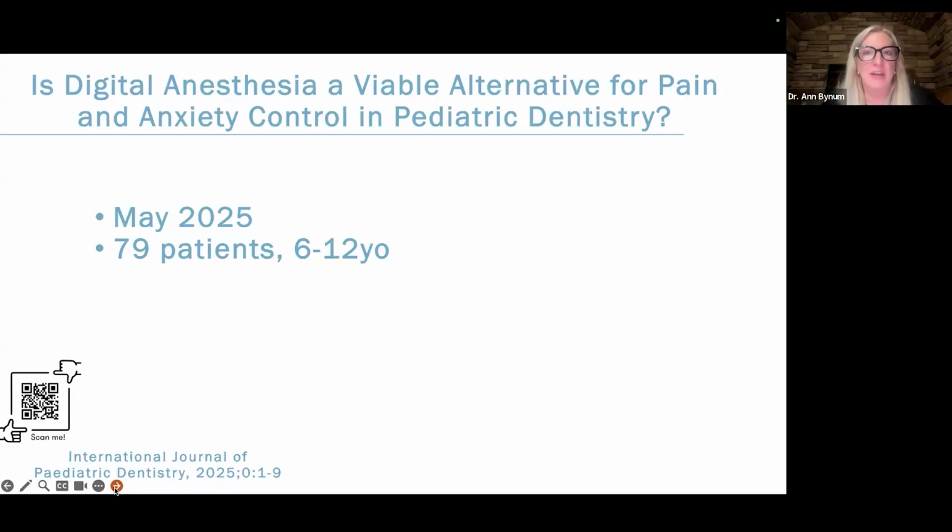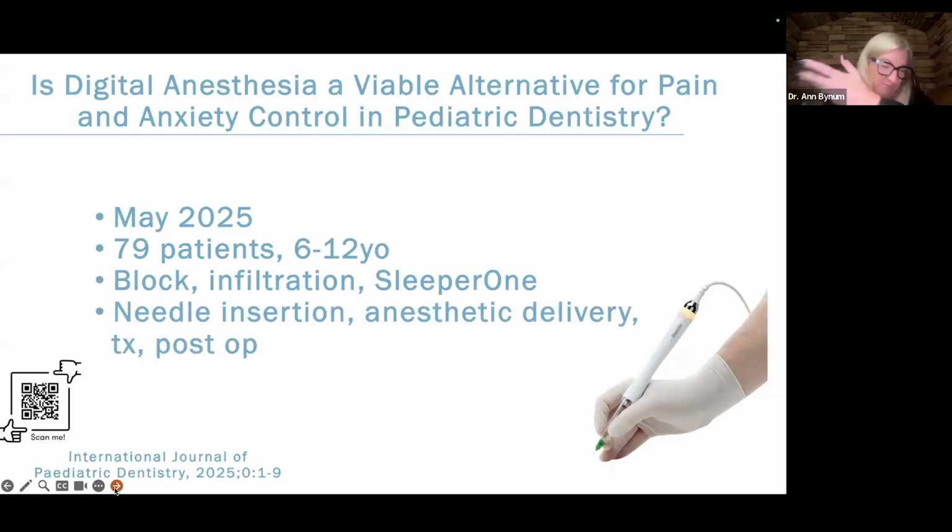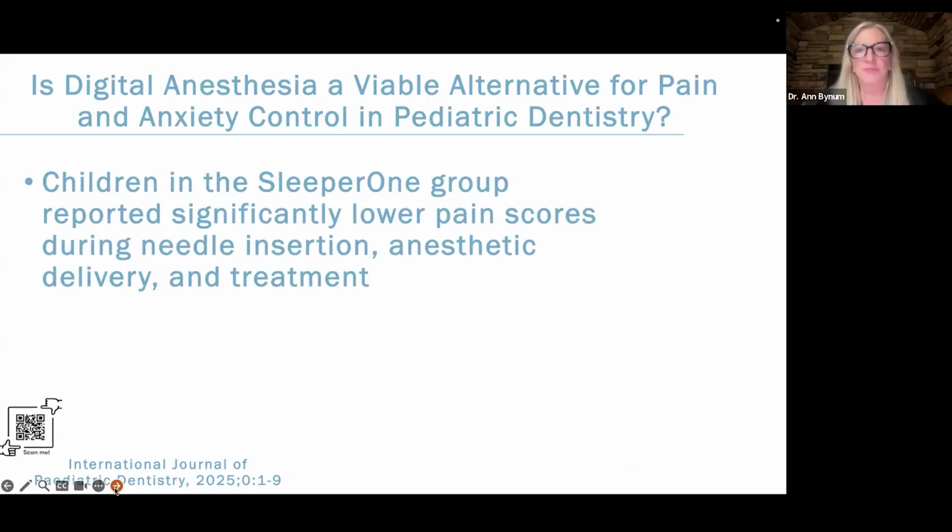So they did a study, 79 patients, age 6 to 12, and they tested a block and an infiltration, and they used the SleeperOne as the third thing. They took pain scores on needle insertion, anesthetic delivery, treatment, and post-op. So 4 different times they were using standard guideline testing parameters to test discomfort and pain in these patients. And basically what they found is that children in the SleeperOne group reported significantly less pain scores during needle insertion, delivery of the anesthetic, and the treatment.